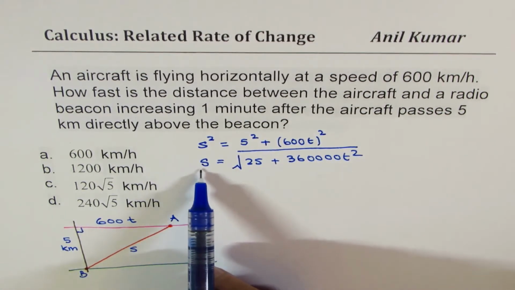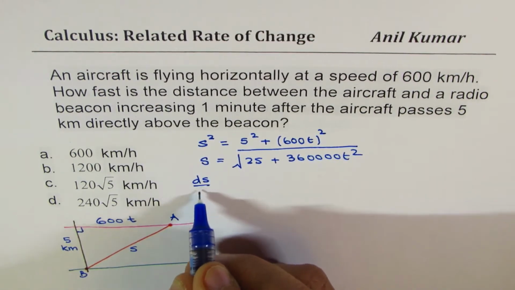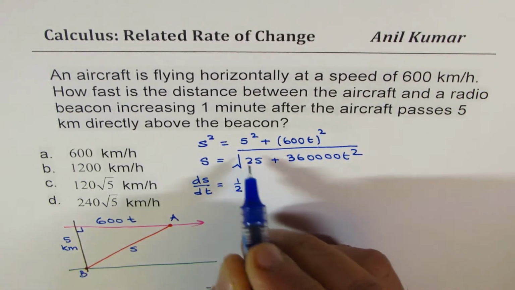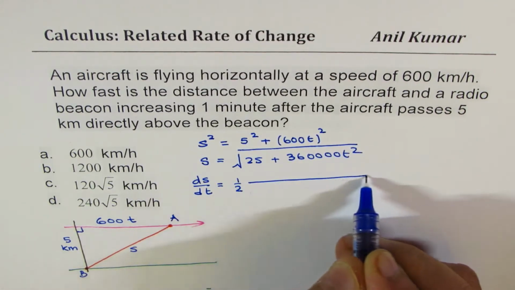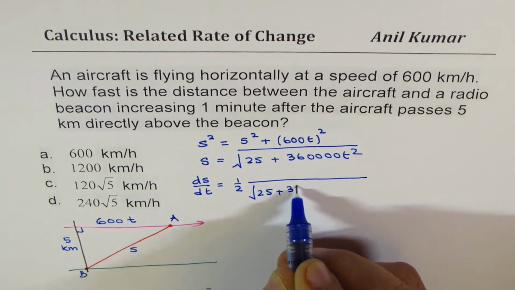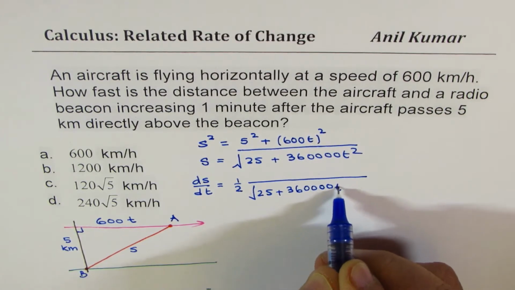Now to find rate of change, we'll just take the derivative here with respect to time. So ds dt is equal to half of, all this comes in the denominator, which is 25 plus 360000 t square.